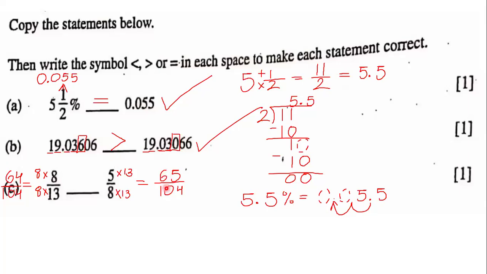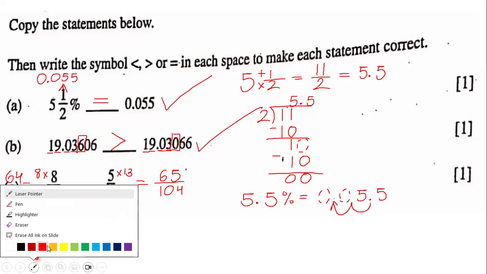So which one is bigger? Which one is smaller? The back one is the biggest. The 5 over 8.